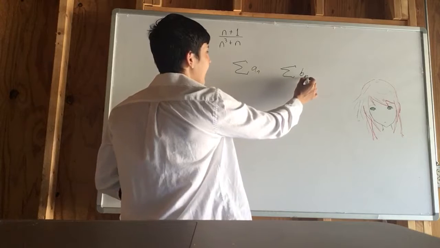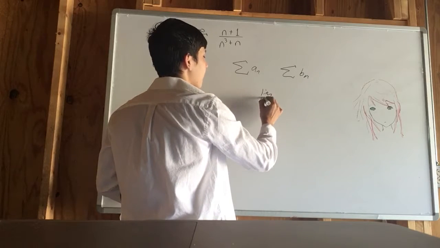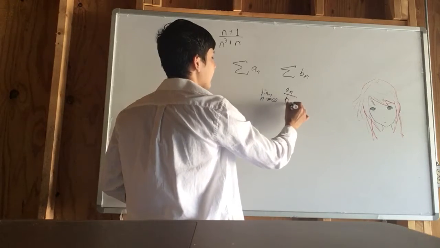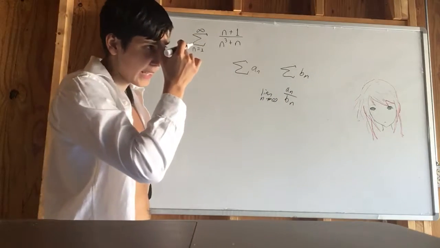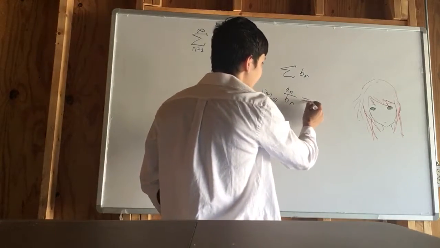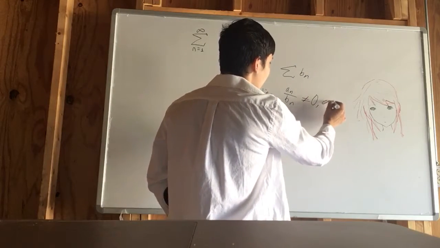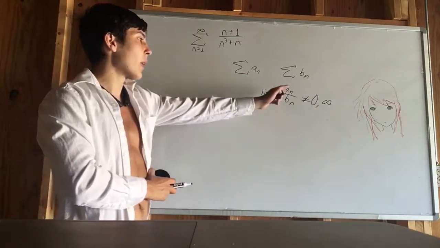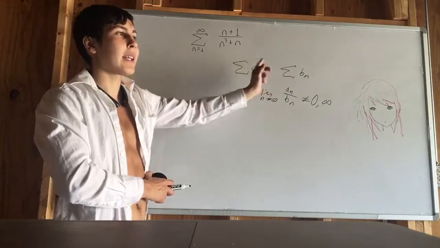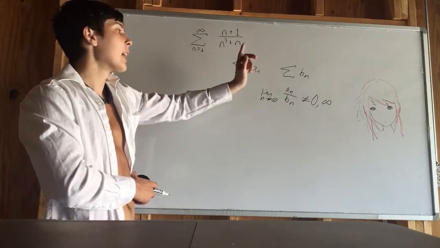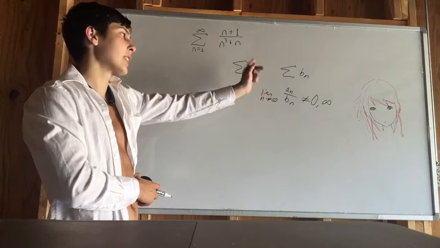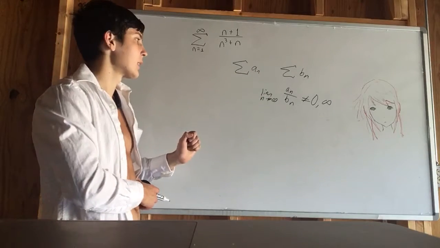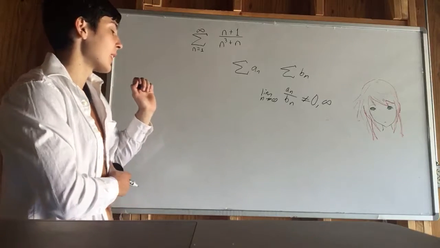And then we take the limit as n approaches infinity of this over this, and if this does not equal 0 and does not equal infinity, then whatever happens to that one has to happen to that one. So if that one converges, then this one converges. If that one diverges, this one diverges. So this is the limit comparison test. It's not just a comparison, it's a limit comparison test.